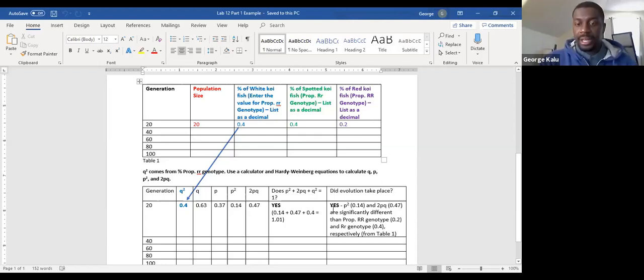Okay. In this case, evolution did take place because our p squared was 0.14 that we calculated using Hardy-Weinberg. Okay. But our p squared for our homozygous dominant genotype frequency should be 0.2. We came up with 0.14, so we know that's significantly different. In addition, we also look at 0.47 for the heterozygotes. Here was 0.4. Again, that's significantly different. So because these two numbers are significantly different, that tells us that evolution took place. Okay. The numbers that we got using Hardy-Weinberg were different from what we observed in the population here.